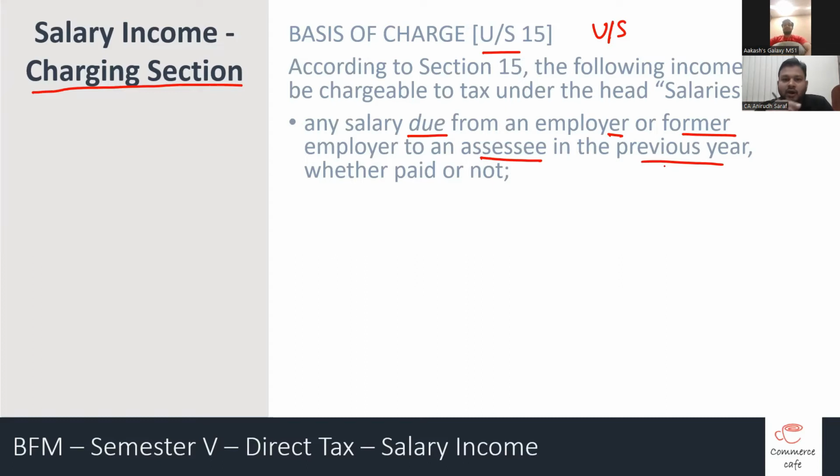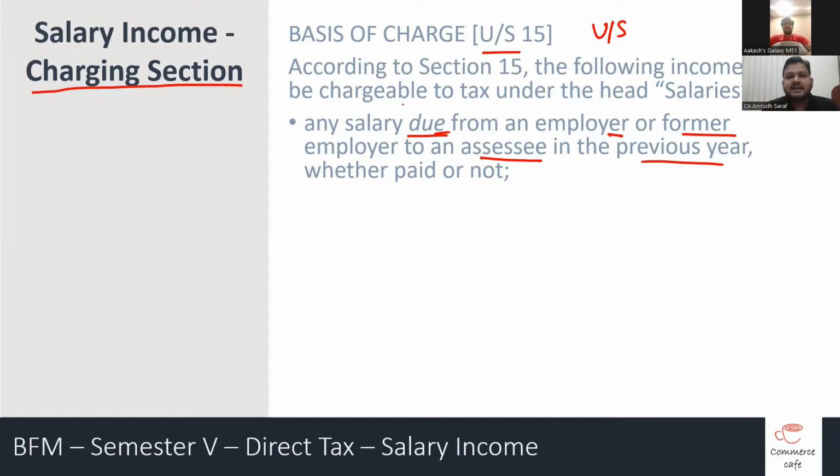So what do you understand from this? Any salary due from an employer or former employer to an assessee. Who's an assessee? Those who are paying the assessment here, sir. Those people who have some tax or interest or penalty to pay to income tax. Any person for whom the assessment is made is called an assessee. Those who have to pay the income tax, right?